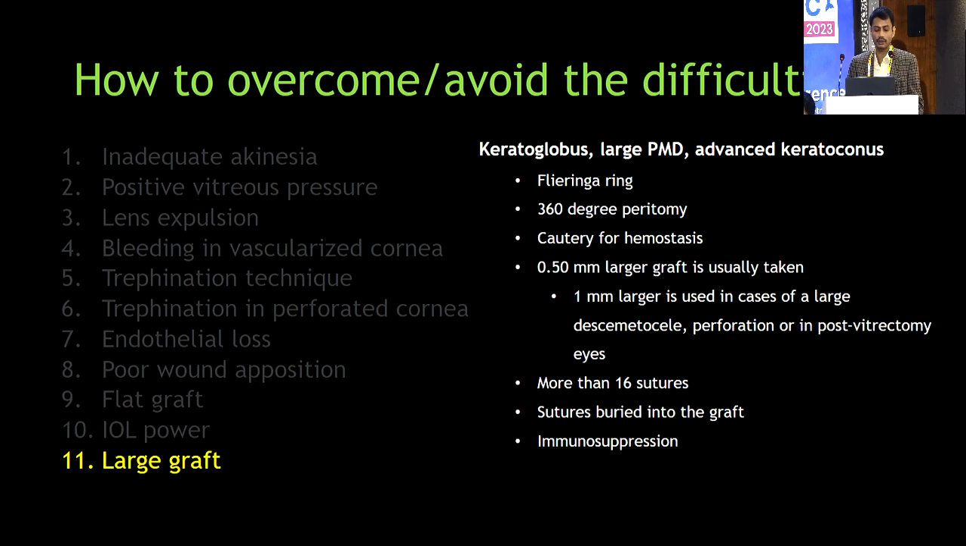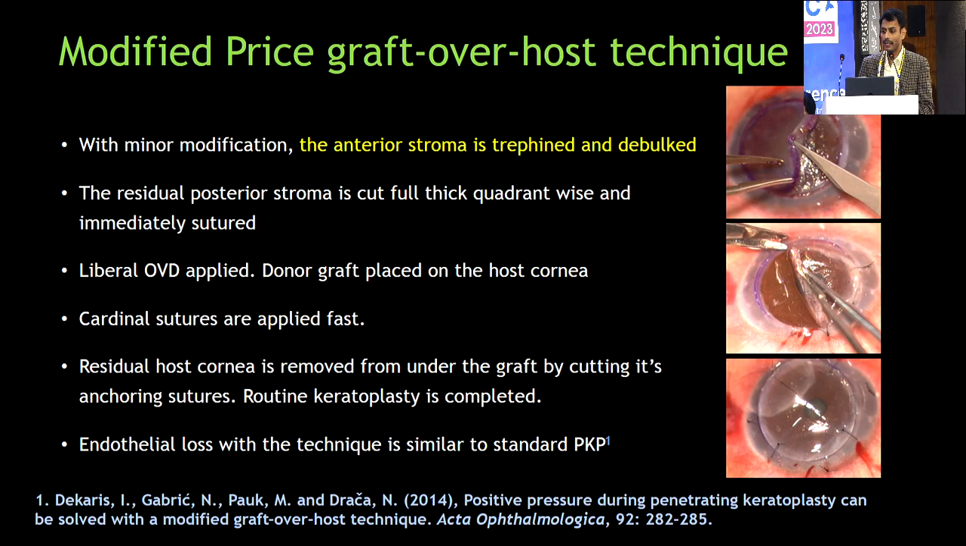In large grafts like keratoglobus, large PMD, or advanced keratoconus, we definitely need a flieringa ring and a large peritomy, which can help us in suturing. At least a 1 millimeter larger graft is helpful in cases where we expect the open sky or the recipient opening to recede too much, and definitely we need to have a large number of sutures in these cases. And this is the modified Price graft over host technique, which I will be showing in the video.